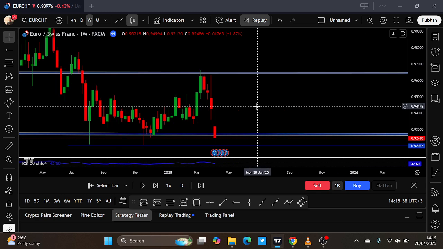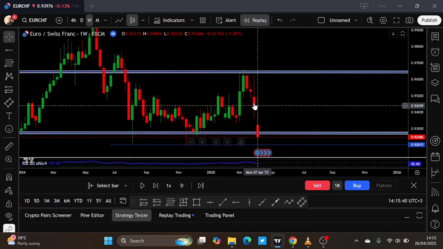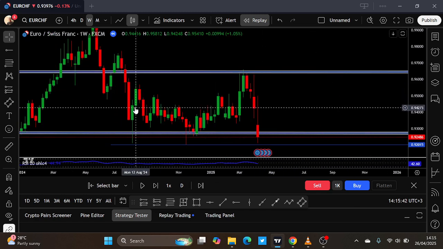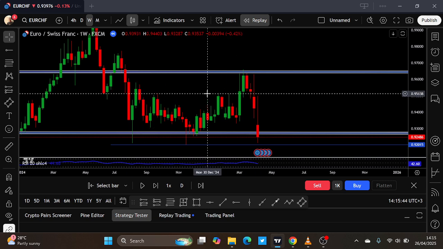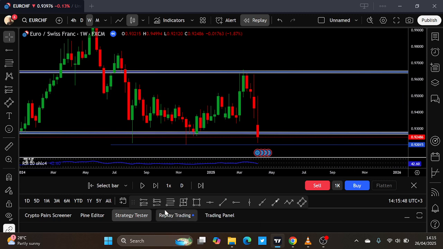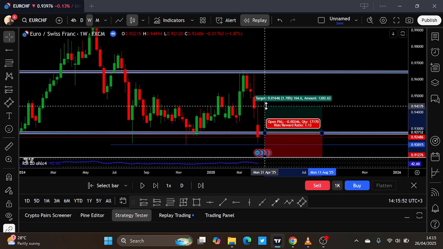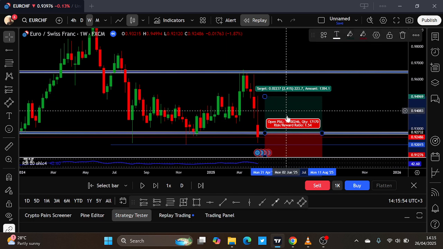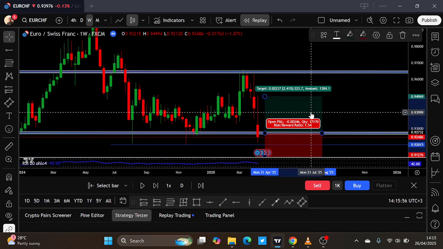The target is the previous weekly. However, this one is going to have two targets because price stopped here, and here. So where is the average? You can put it around here. So your first target is going to be from here to here, which is around 200 pips. That is the first level target.